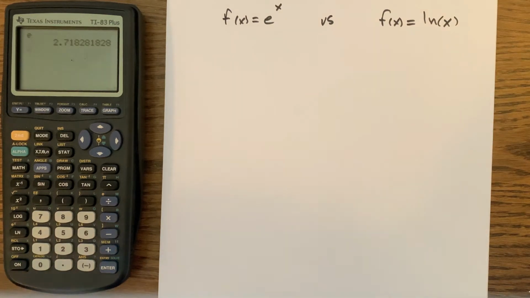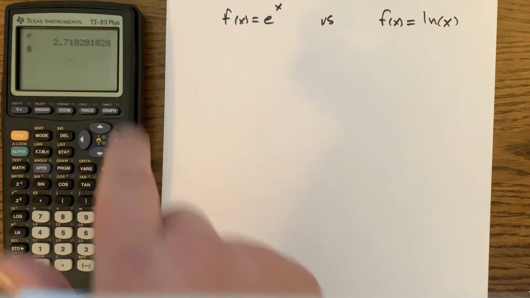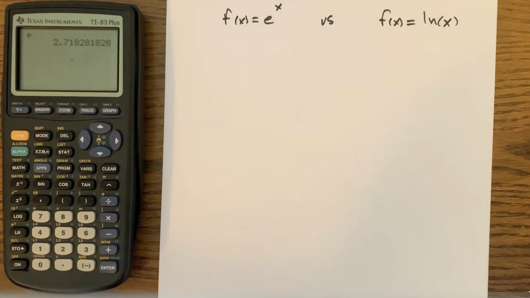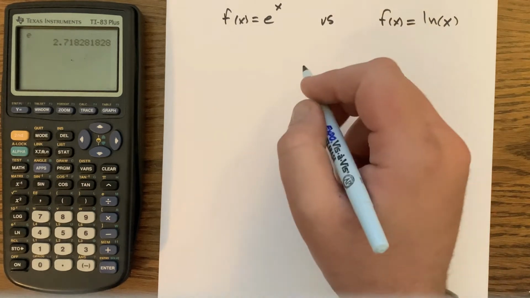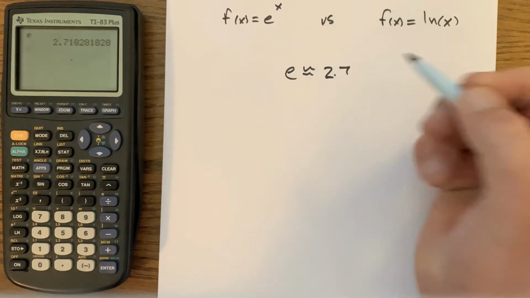All right, so we had some questions on f of x equals e to the x versus f of x is the natural log of x. I'm referring to the graphs. Well, since e is about 2.718, like all the magic numbers, it's an irrational number and it goes on forever. But we could say pretty much e is about 2.7.